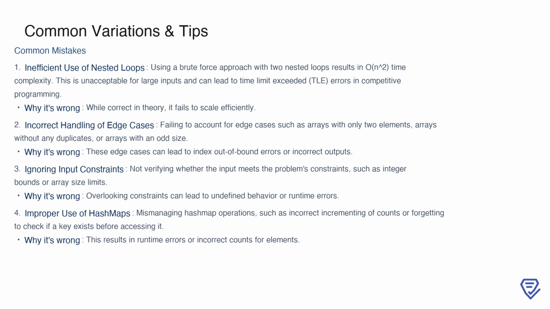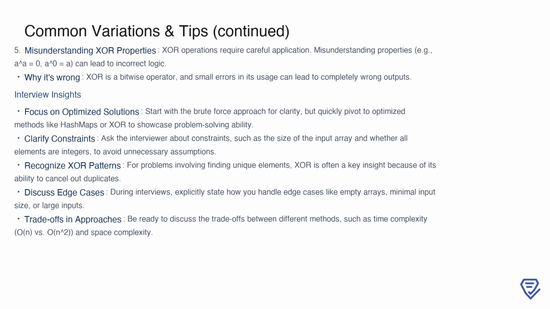Lastly, improper use of hash maps, such as forgetting to check if a key exists before accessing it or mishandling the increment operation, can lead to inaccurate results or runtime crashes. Avoiding these pitfalls is crucial for writing a robust solution. Another common mistake is misunderstanding XOR properties. XOR is a powerful bitwise operation, but its properties, like a XOR a equals 0 and a XOR 0 equals a, must be applied correctly. Missteps here can completely derail your logic and lead to incorrect outputs.